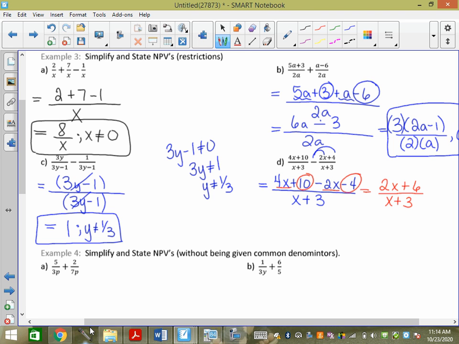And am I done? What can I take out of the top? A 2. And then I'm left with x plus 3 over x plus 3. They cancel. Before they cancel, what do I have to do? NPVs. x cannot equal negative 3. They cancel. 2. x cannot equal negative 3.